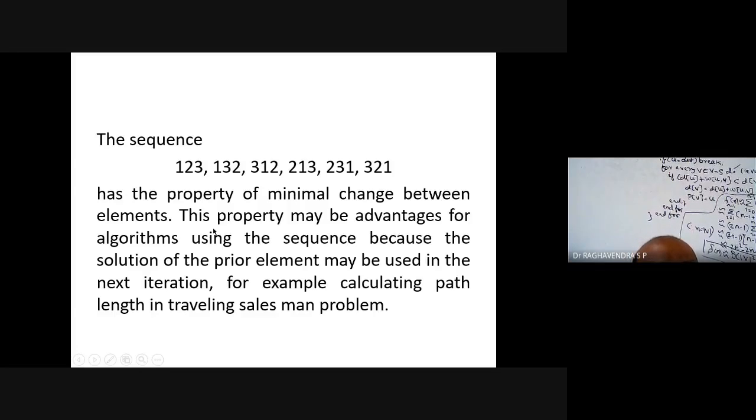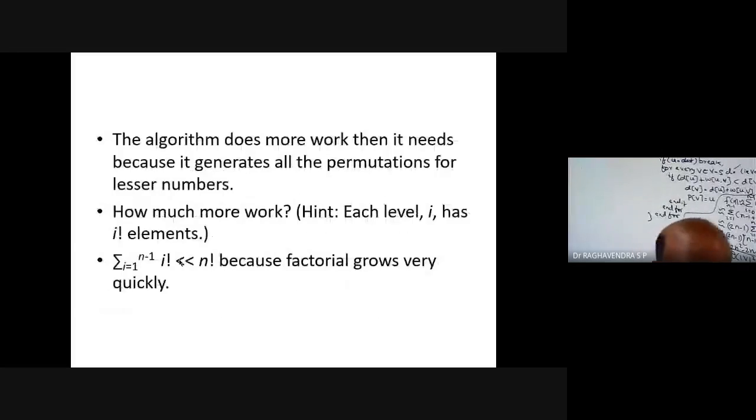So this property may be advantageous for algorithms like job sequencing with deadlines, and we can also use these different permutations in the TSP problem, that is the traveling salesman problem. This traveling salesman problem is one of the popular problem solving techniques. I'm going to discuss this in backtracking, and branch and bound. That will be in module 5. Since we are in module 3, when I start module 5, I'm going to discuss this traveling salesman problem.